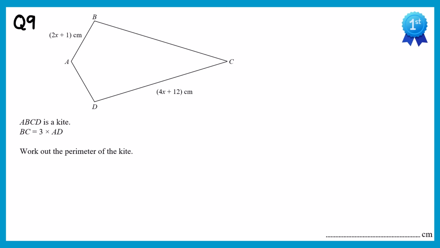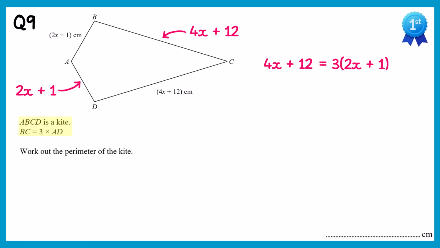In this question, we're told that ABCD is a kite. This means that the length here, AD, must be the same as the length AB. So this is also 2x plus 1. And also the length BC here must be the same as the length DC, so this one's also 4x plus 12. We're told that BC is equal to 3 multiplied by AD. So if we take BC, which is 4x plus 12, this must be equal to 3 lots of AD, which is 2x plus 1. So we can form this equation here.